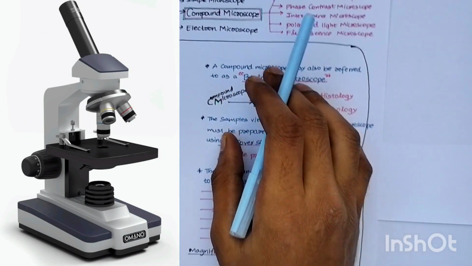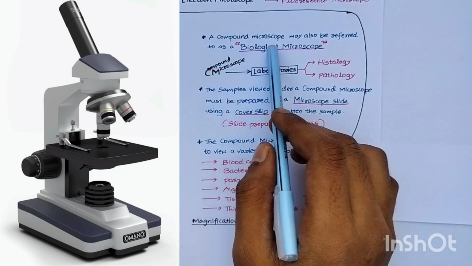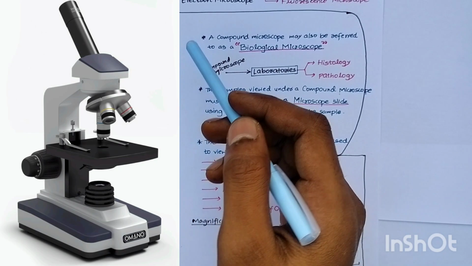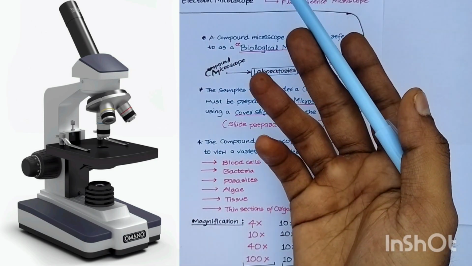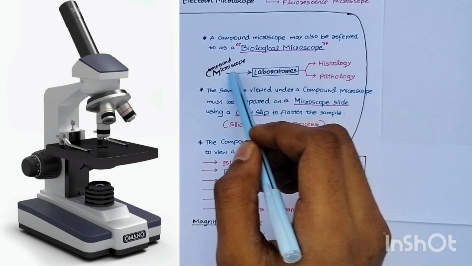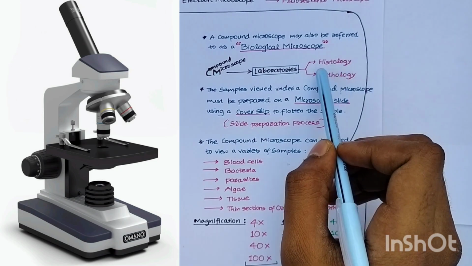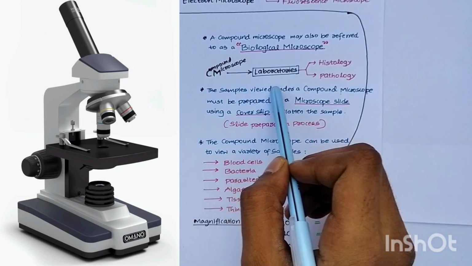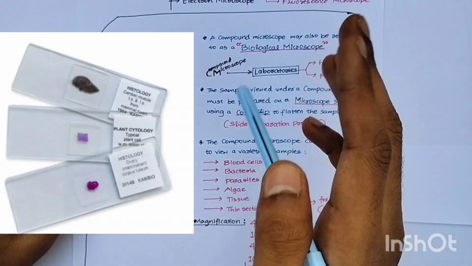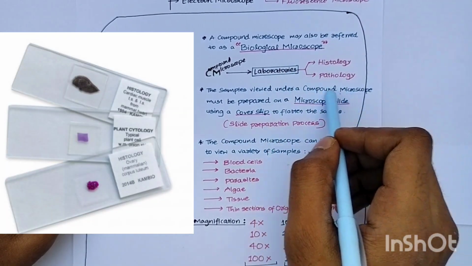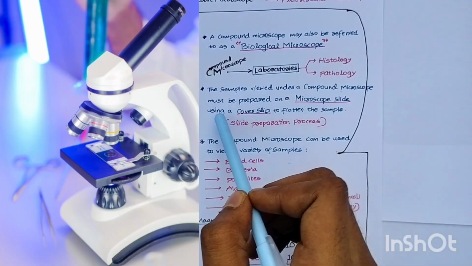So a compound microscope may also be referred to as a biological microscope, because we will see biological tissues, right? The compound microscope is what general medical colleges will have in their laboratories. In histology and pathology labs, you'll find that the samples viewed under a compound microscope must be prepared on microscope slides. Yes, prepared slides or ready-made slides there will be. So by that you will study the anatomy of the tissues basically.